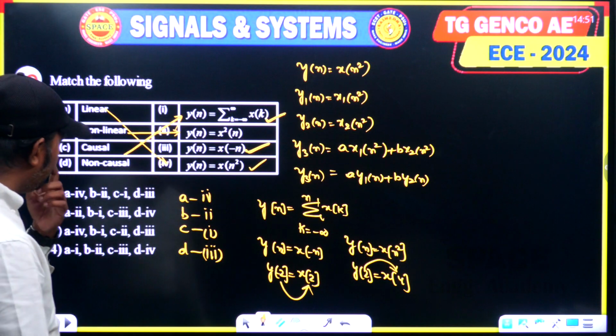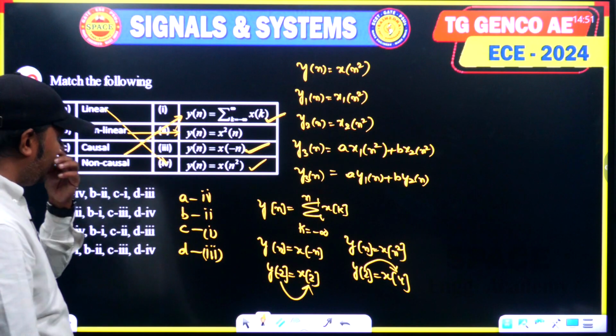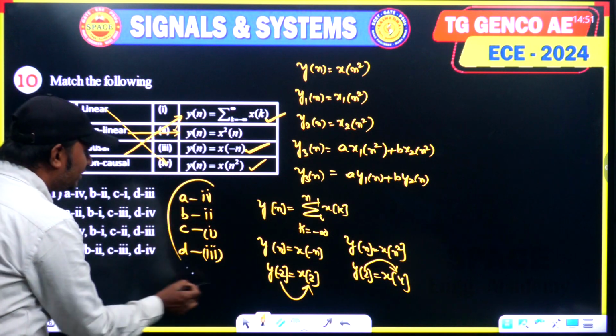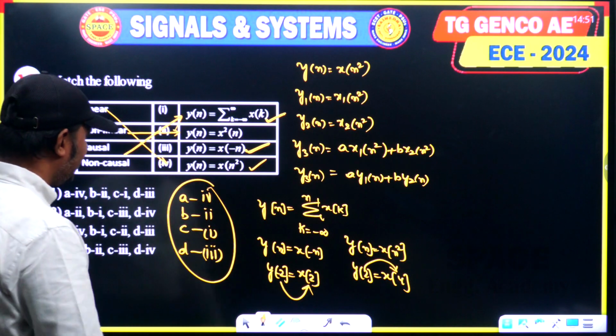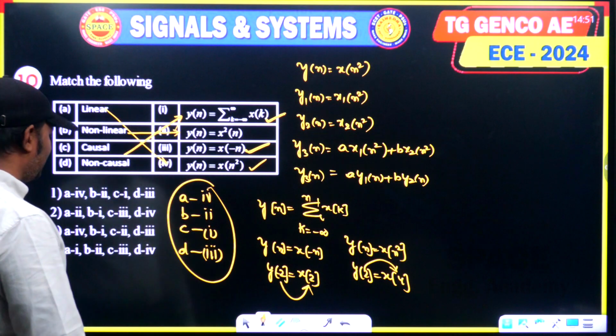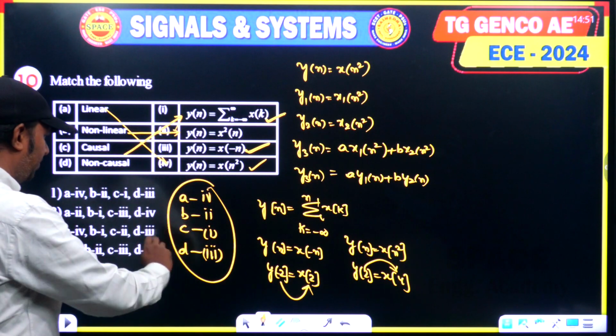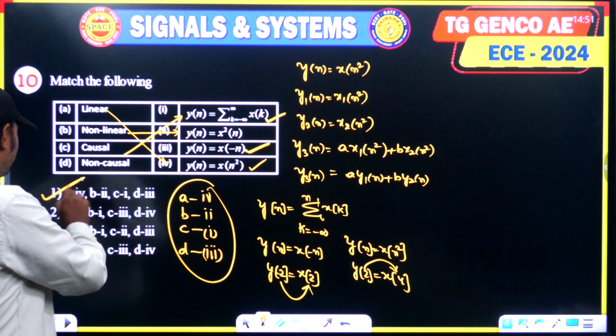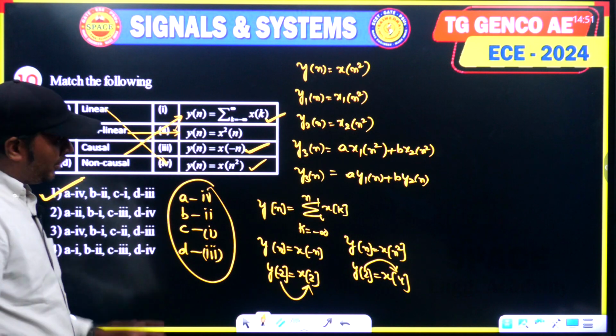But here for every property two options are there, but yes, you can select this one as the answer. There is some ambiguity in this problem. So A4, B2, C1, D3. You can select option 1 as the answer. Hope you understood this problem.